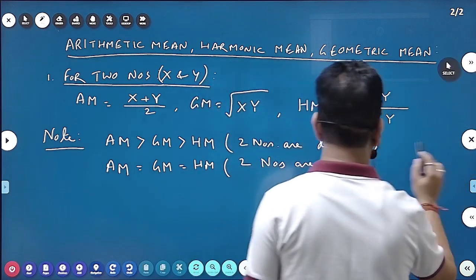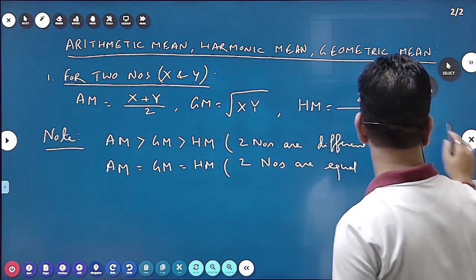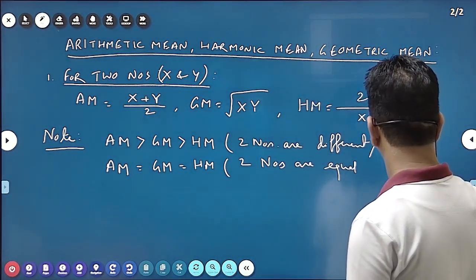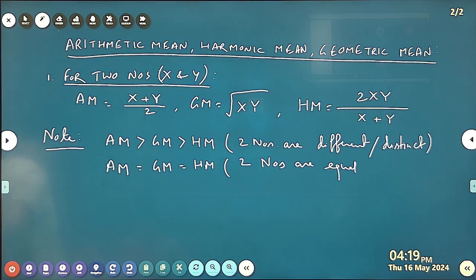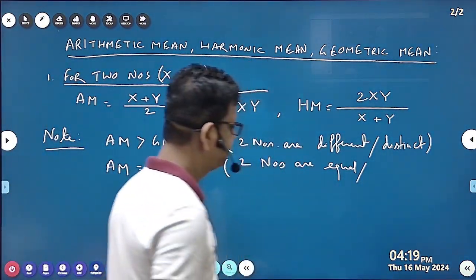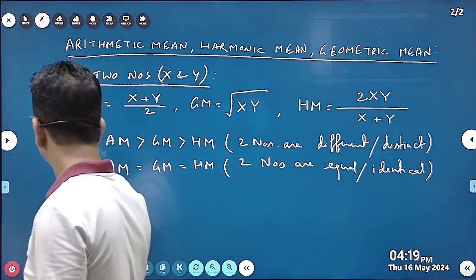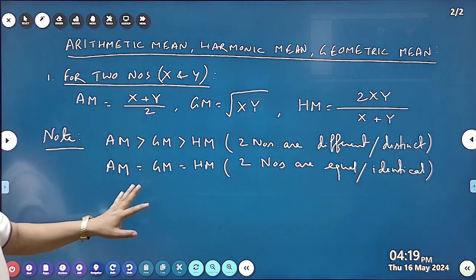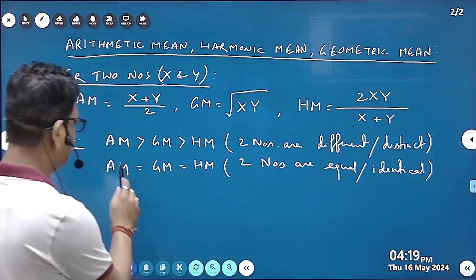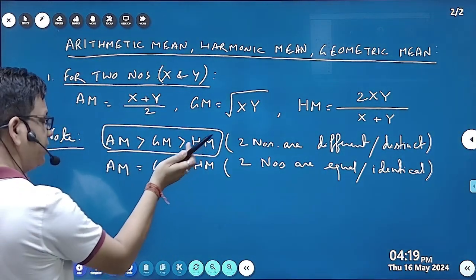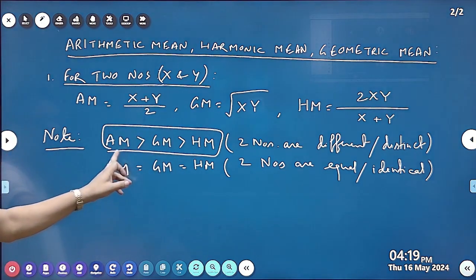Here we can also use the word distinct: two numbers are different or distinct, or two numbers are equal or identical. So the question comes: which of the following is the correct option for arithmetic mean, geometric mean, harmonic mean when the two numbers are distinct? Distinct means they are different from each other, not equal. Sometimes the options will be given as HM greater than GM greater than AM, or GM greater than AM greater than HM. You just have to find the option that says arithmetic mean greater than geometric mean greater than harmonic mean.